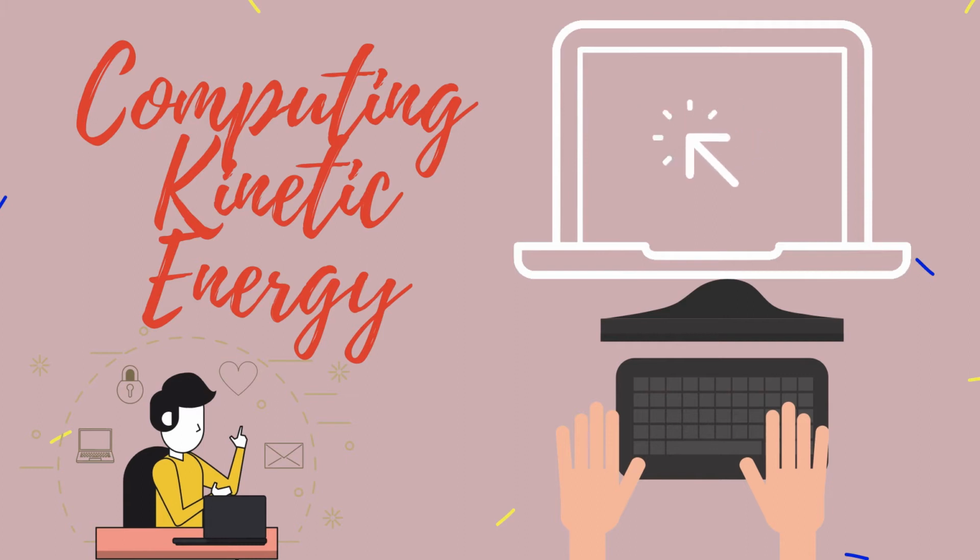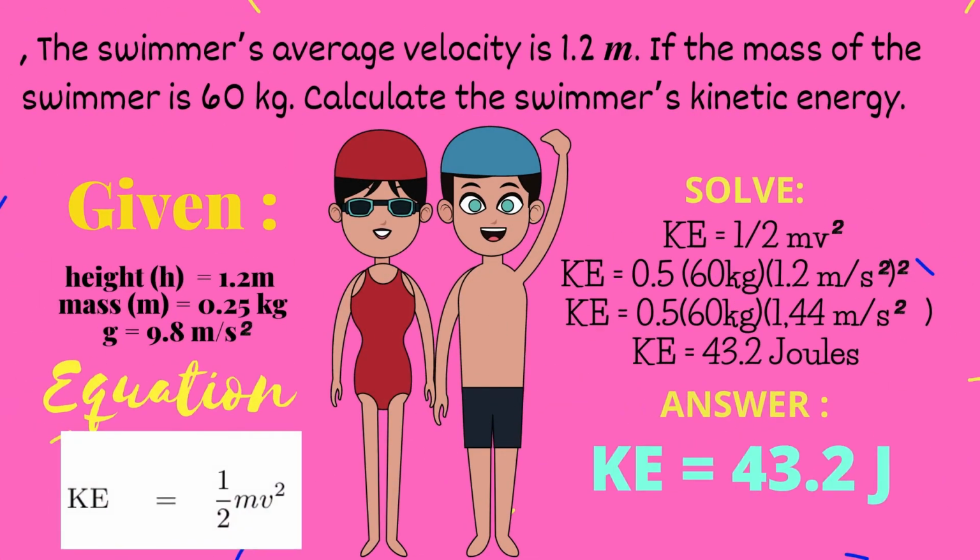Computing kinetic energy. The swimmer's average velocity is 1.2 meter. If the mass of the swimmer is 60 kilogram, calculate the swimmer's kinetic energy.